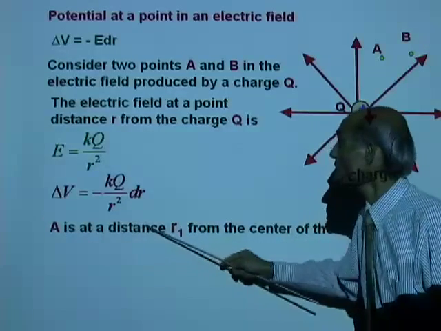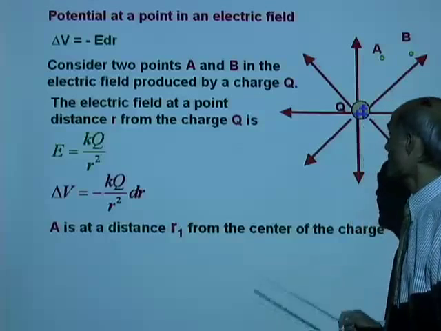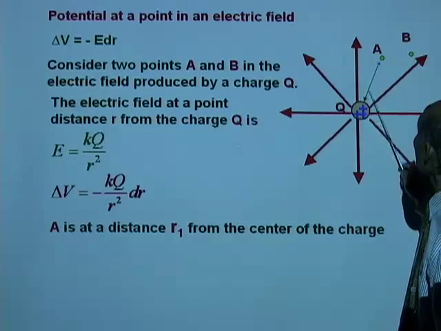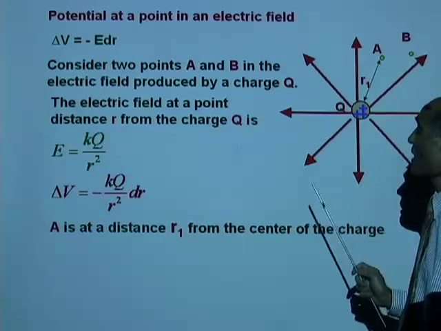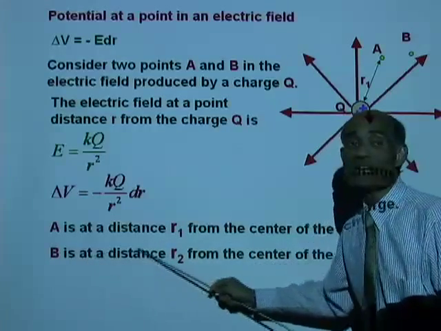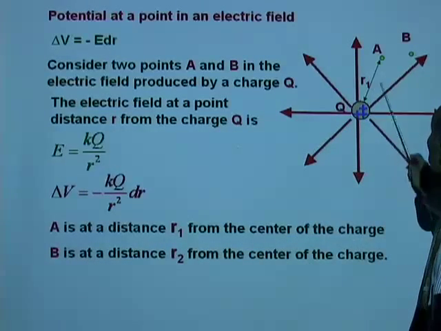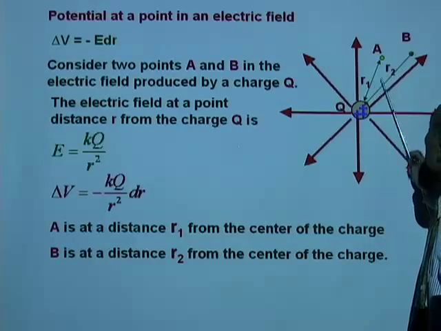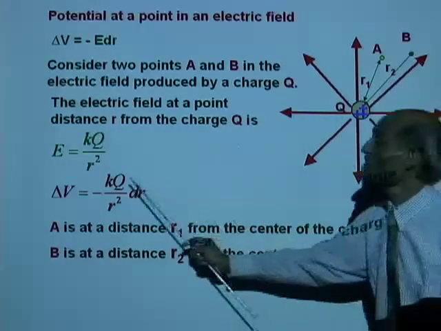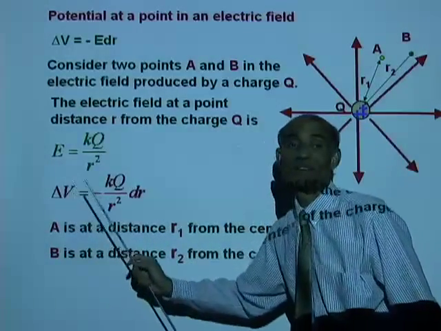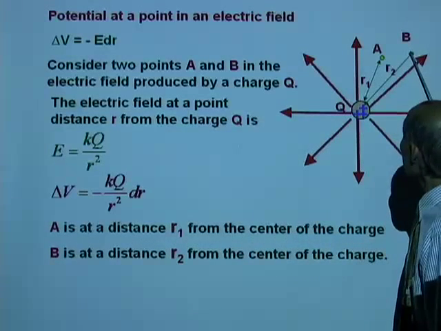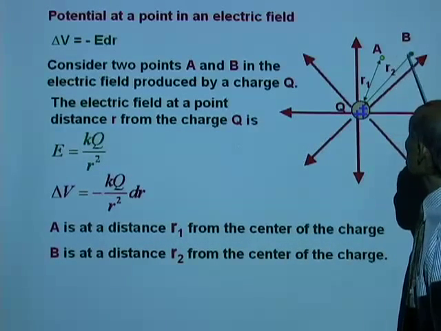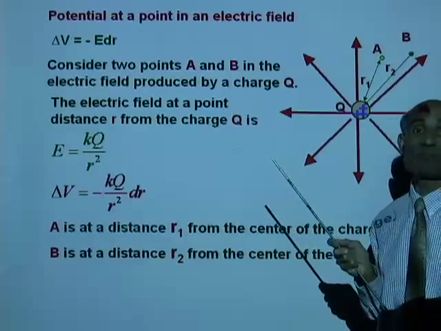Now A is at a distance r1 from the center of the charge. If this distance is r1 and B is at a distance r2 from the charge. Now what does delta V represent? Delta V represents the potential difference between the points A and B.